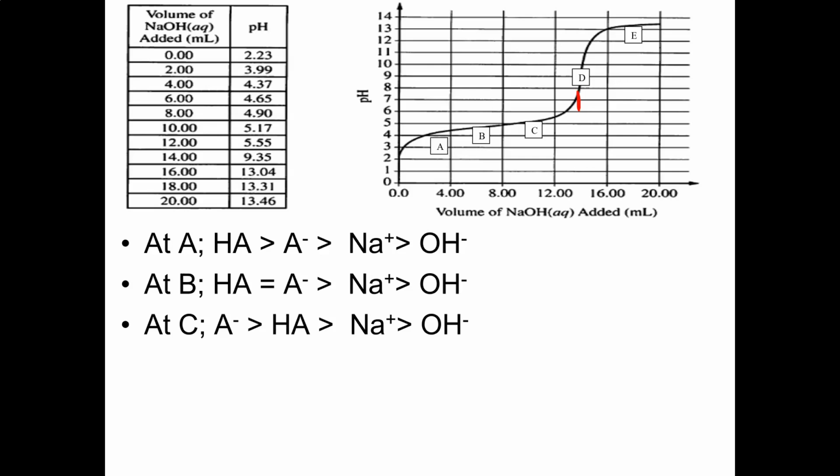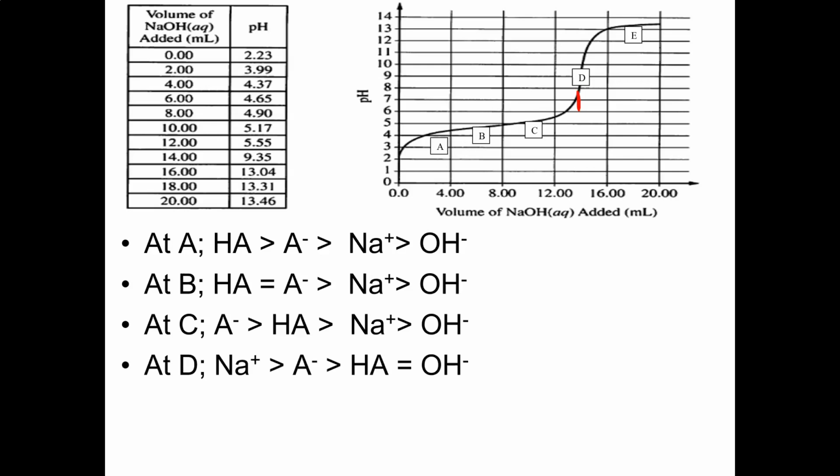So at C, A- is going to be greater than HA, which is greater than Na+. Na+ and HA could be similar. You don't want to make that distinction, but for this one we did. And it's greater than OH- still, because remember your OH- is being consumed.